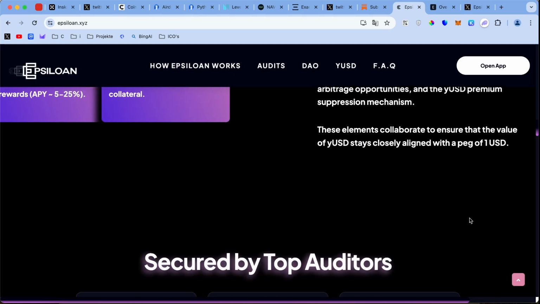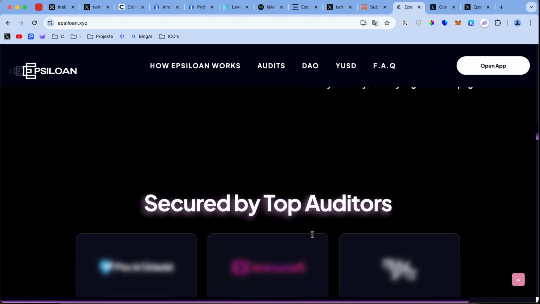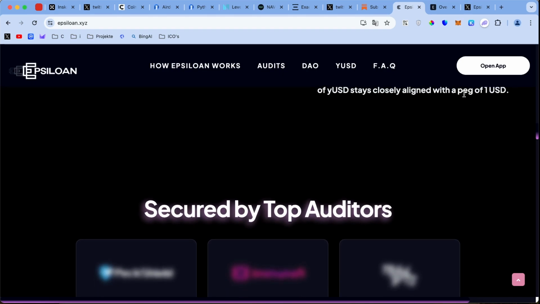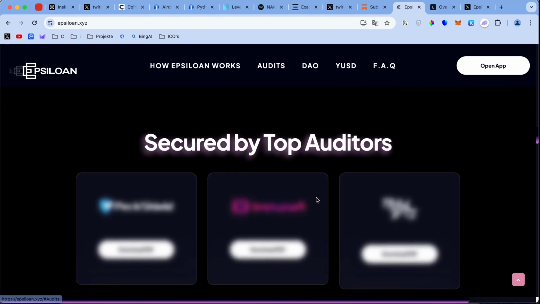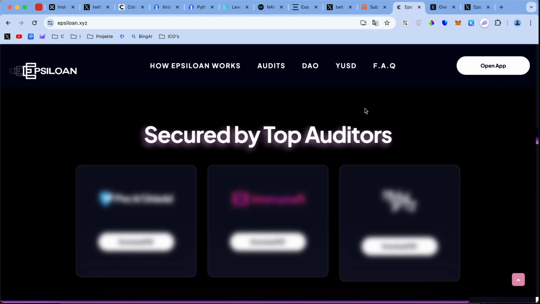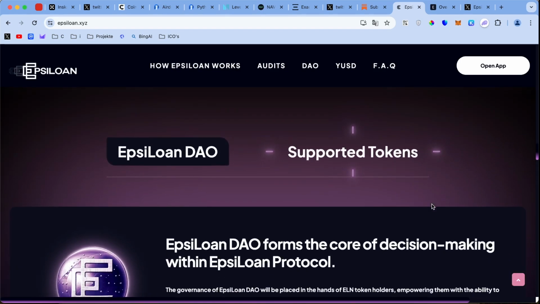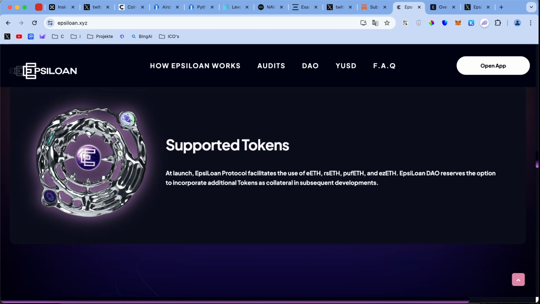Also, these elements collaborate to ensure that the value of YUSD stays closely aligned with a peg of $1. Also, Epsilon will be secured by top auditors, which they will announce soon, but I'm sure that it's really trustworthy and a great project.